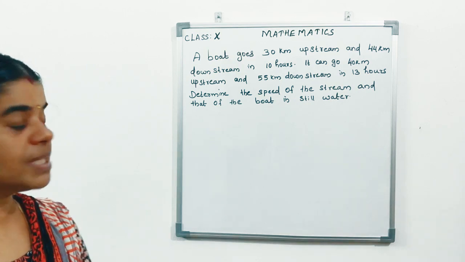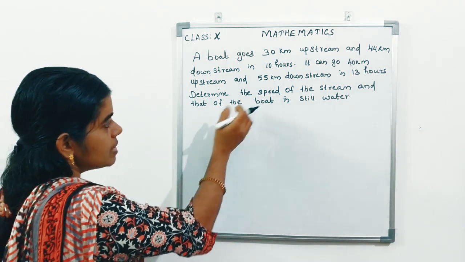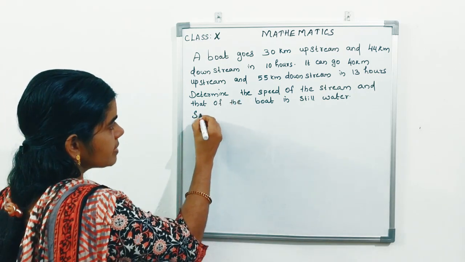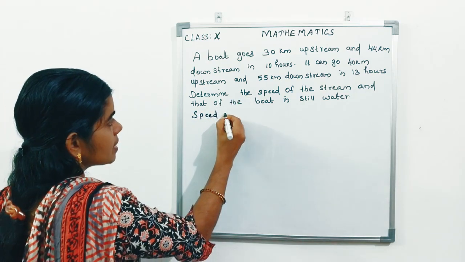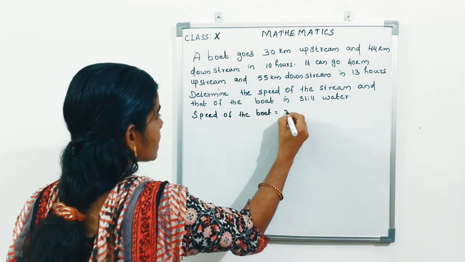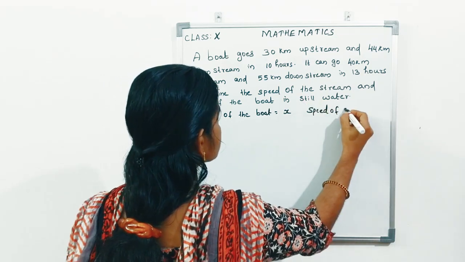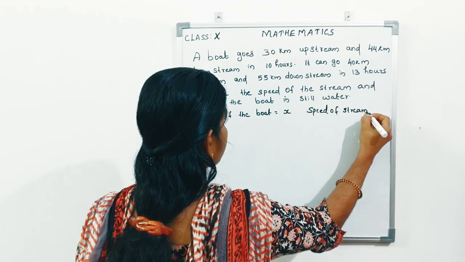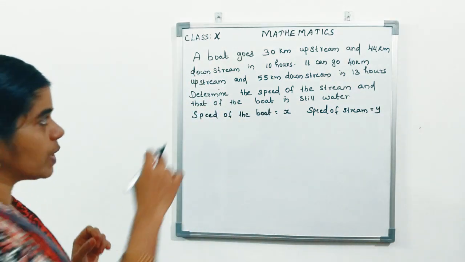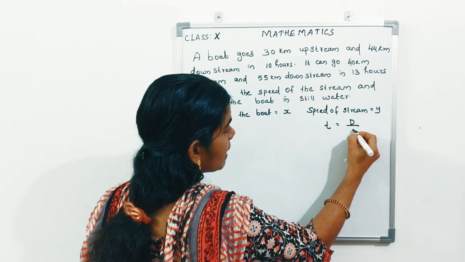Then we can form the equation. First, we want to determine the speed of the stream. First we take the speed of the boat as x, and the speed of the stream is equal to y. Then you already know that upstream is x minus y, and that time is equal to distance by speed.